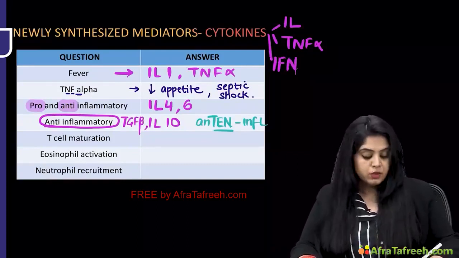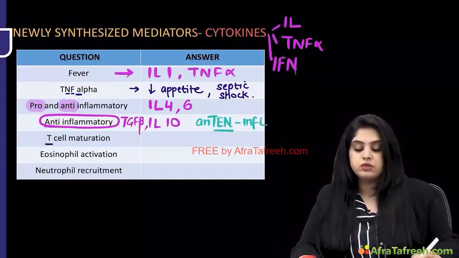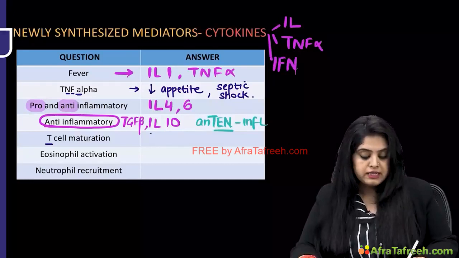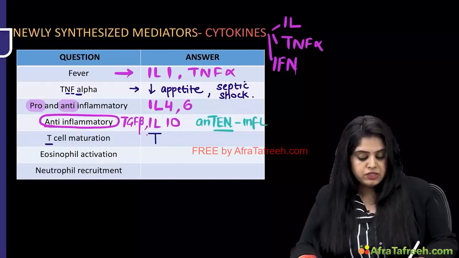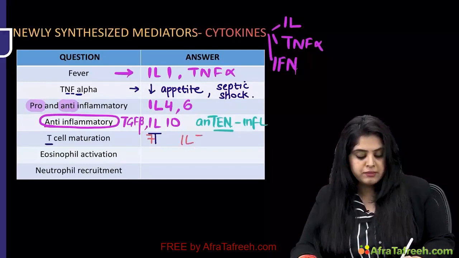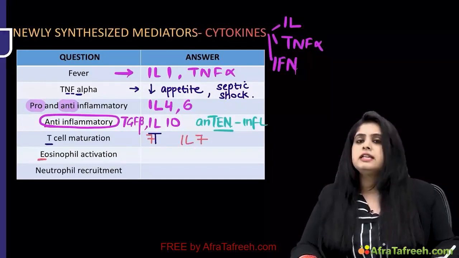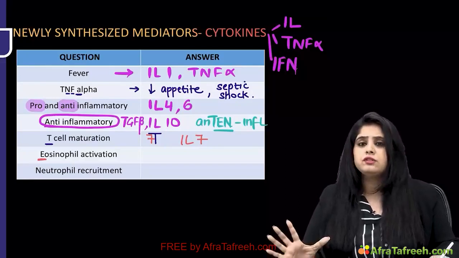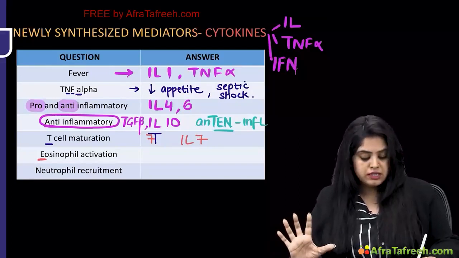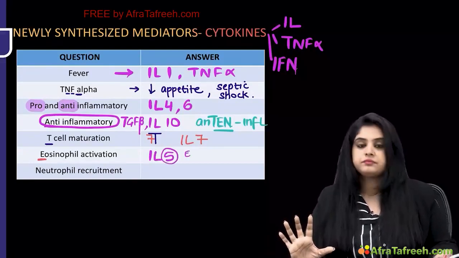Let's move forward. Which interleukin causes T cell maturation? T. How does T look like? T looks like a 7. So which interleukin is going to cause T cell maturation? Interleukin 7. Coming to eosinophil, E, A, B, C, D, E. Who causes eosinophil activation? Interleukin 5, because the 5th letter is E in A, B, C, D, E.